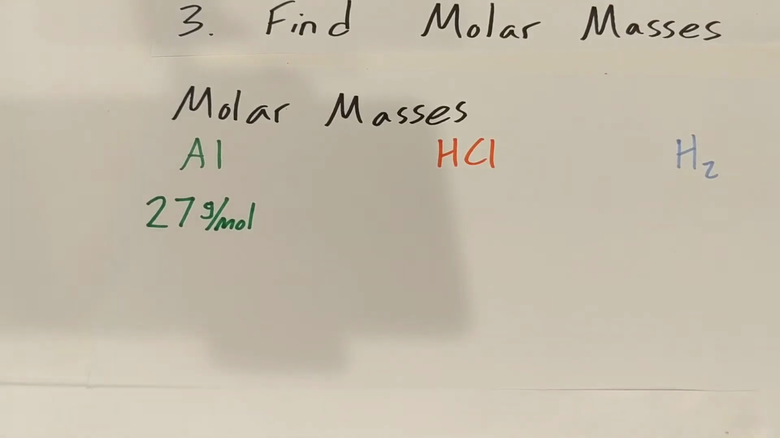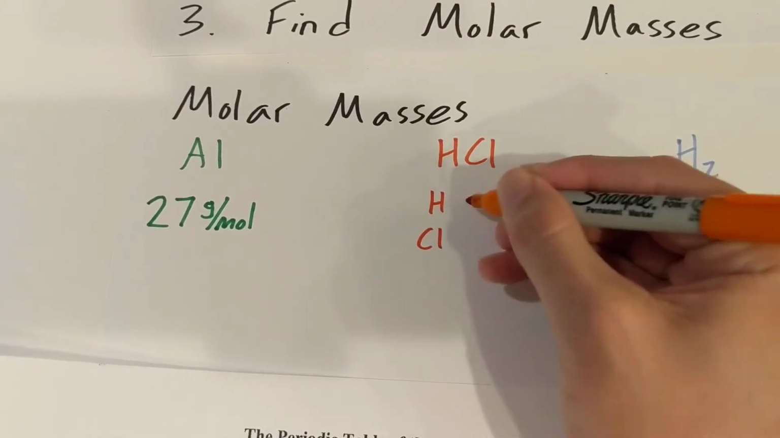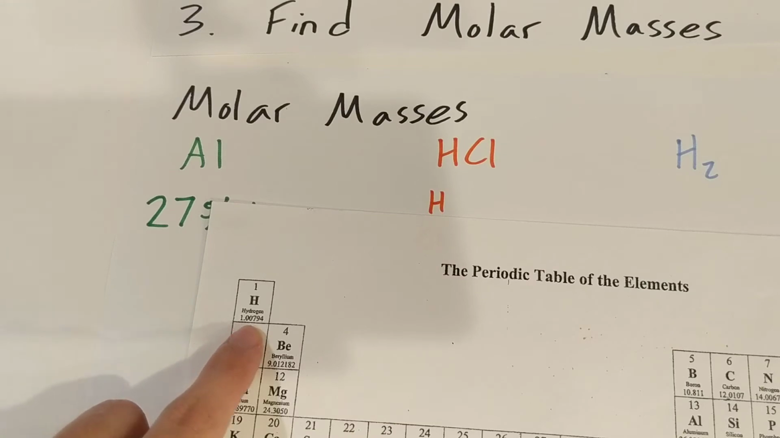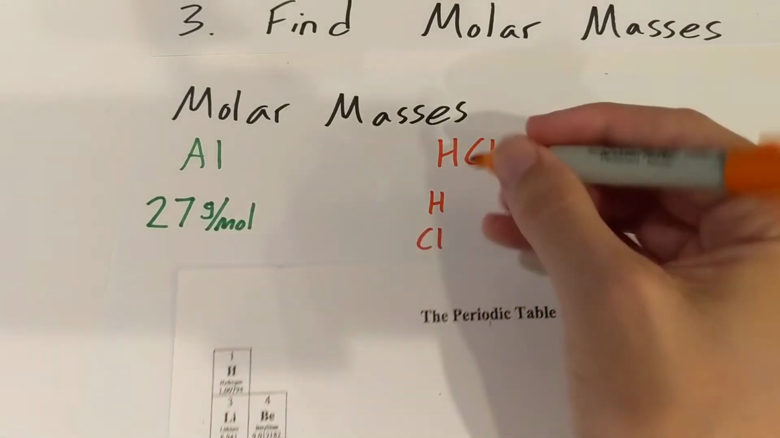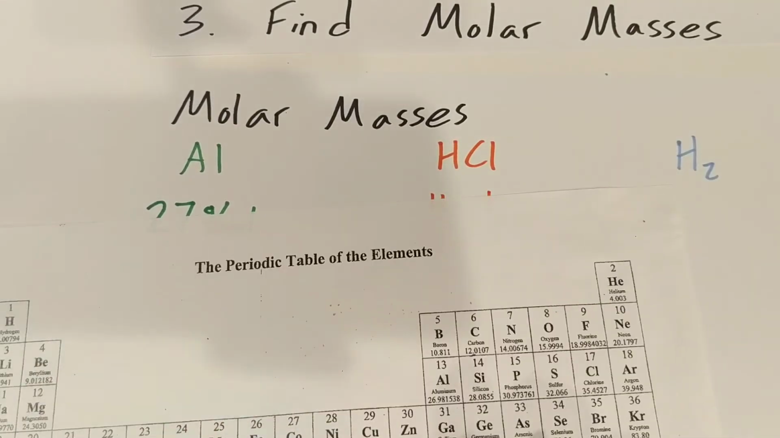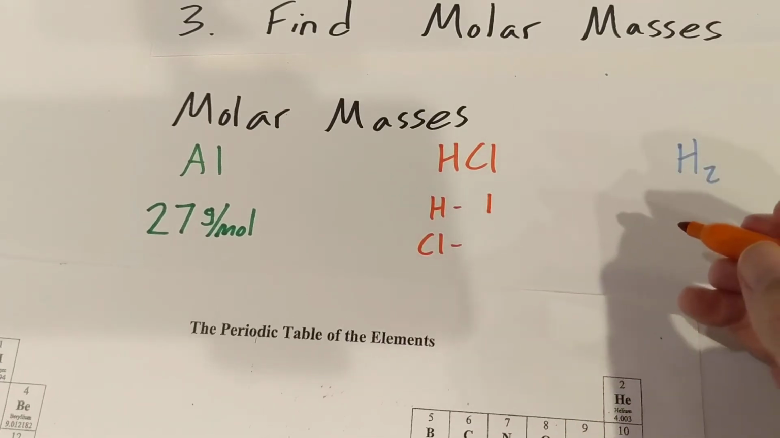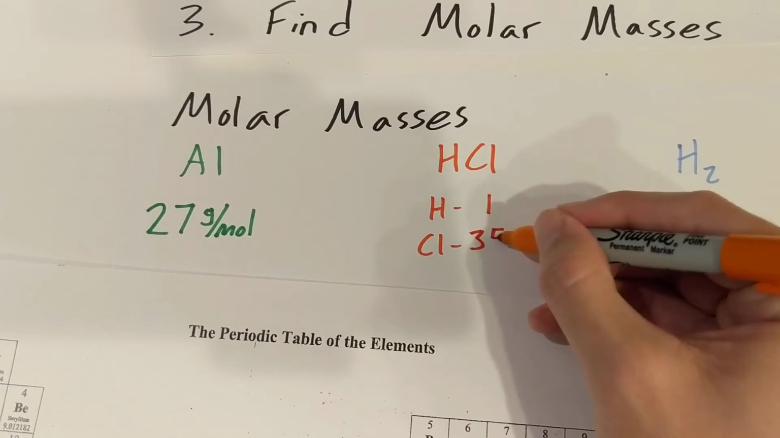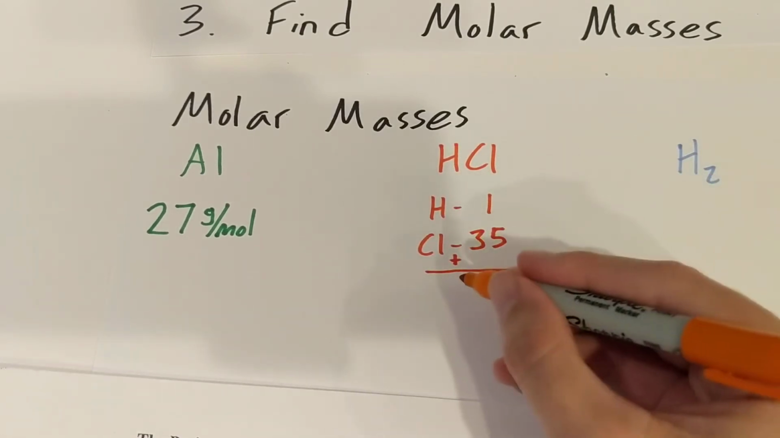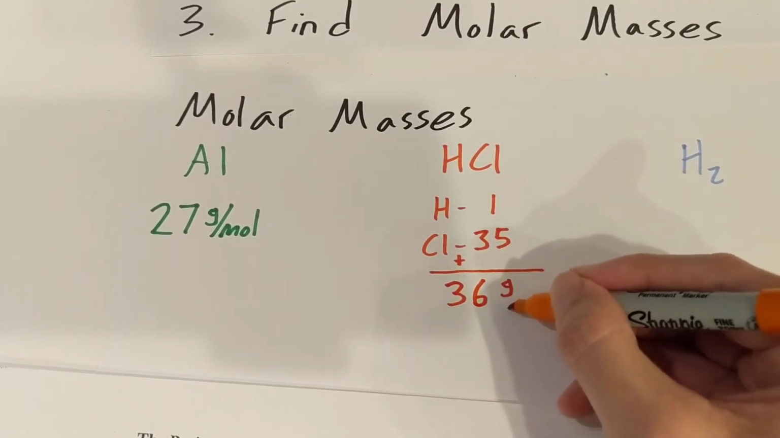HCl, that would be a hydrogen and a chlorine, one of each. Hydrogen's about 1.00794, so we're just going to round that to 1. Chlorine is 35.4527, so we're going to round that down to 35. It's a little bit of a stretch, but we'll round it down. And if we add those together, we'll get a molar mass of about 36 grams per mole.